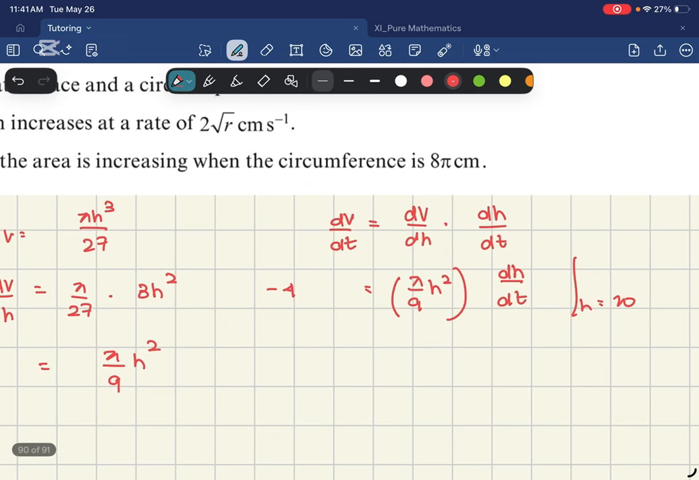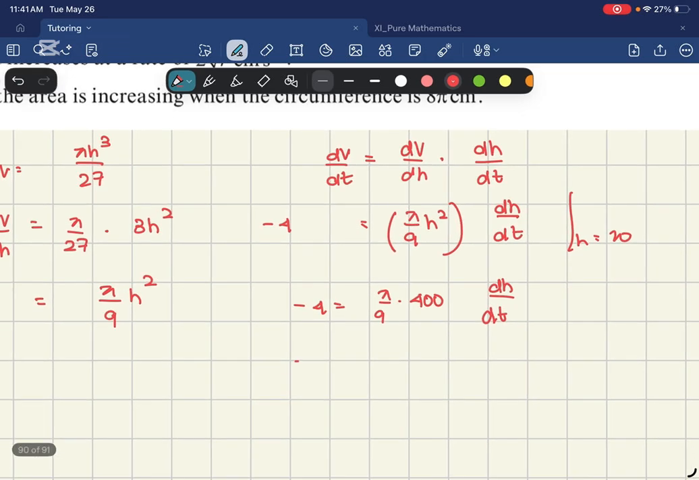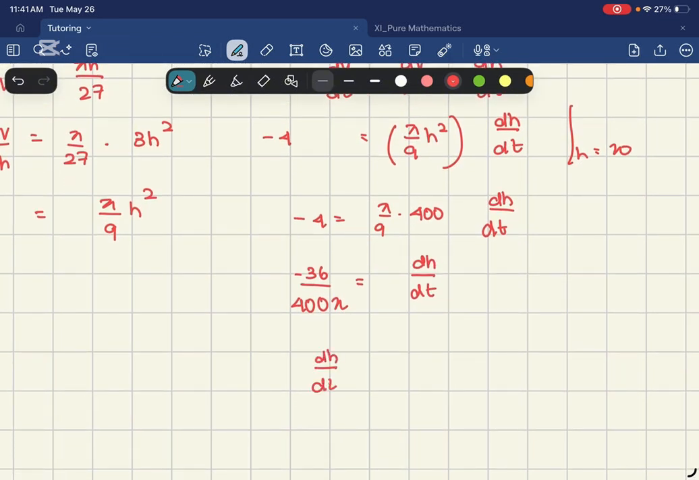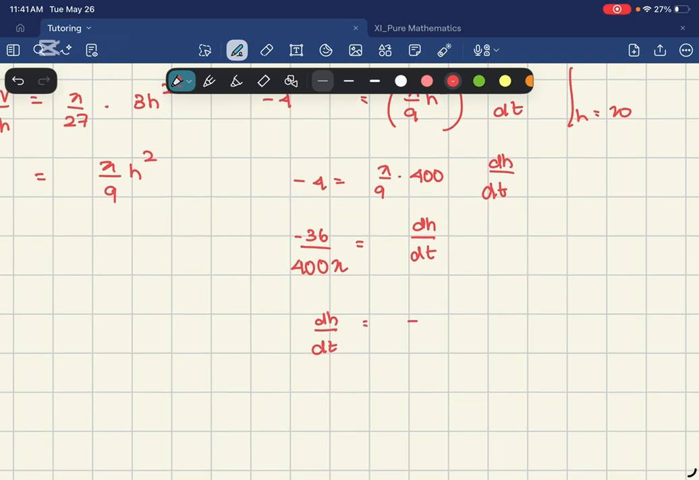So let's ignore the units for now and substitute h equal to 20 there. So it's going to be minus 4 equals pi over 9, and h, if you substitute 20 here, you're going to get 400, times dh by dt. So you have negative 36 divided by 400 pi, that is dh by dt. So dh by dt is going to be 36 by 400. That is going to be 9 over 100. So negative 9 over 100, and you have pi in the denominator.